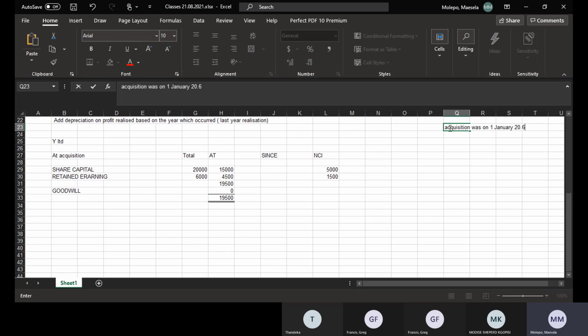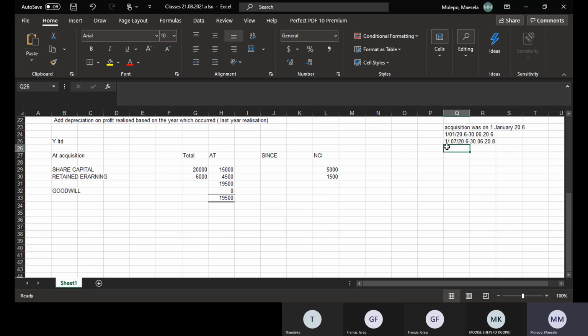So it means it will run from 1 January 2006 to 30 June 2007, and then the other year it will run from 1 July 2007 to 30 June 2008.